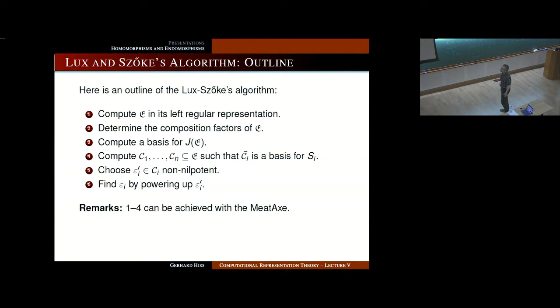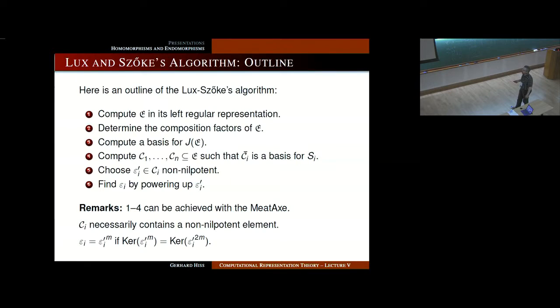So the module is given as in the MeatAxe, as usual, as a set of matrices acting on a vector space, and from this set of matrices you can compute everything which is written here. So I have already told you that this necessarily contains a non-nilpotent element, so these are finite sets, and you can check for nilpotency. These are matrices.